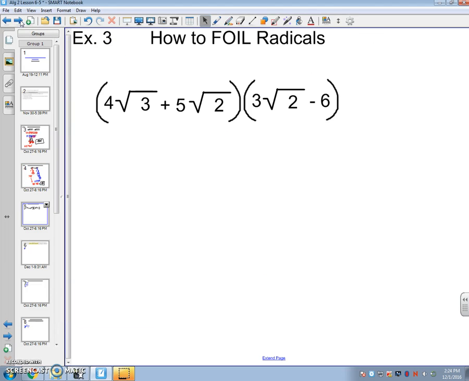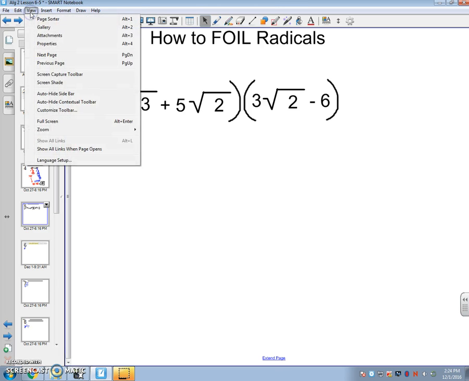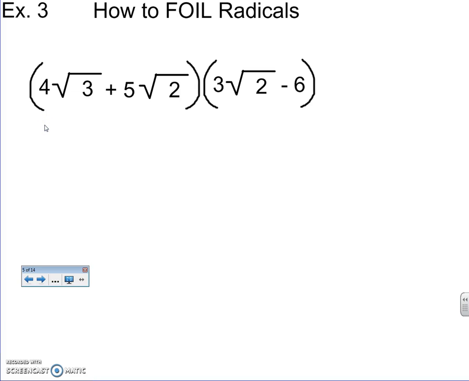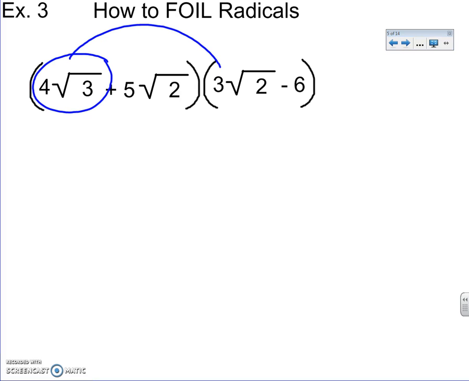Alright, foiling. So you'll make sure you know when to double distribute. Basically, when it's parentheses times parentheses, this is two things times two other things. So we're going to do foiling, I'll say. This thing times both this.